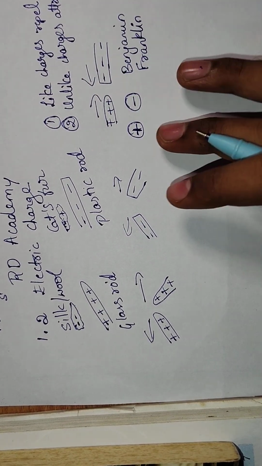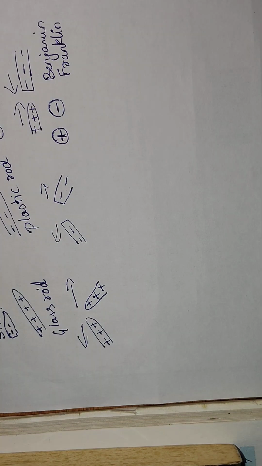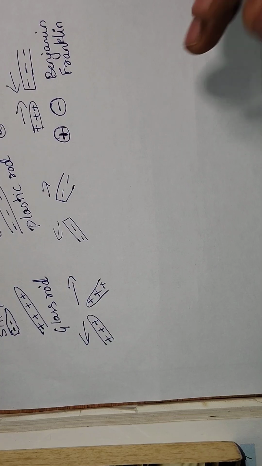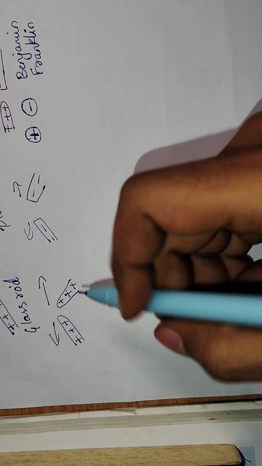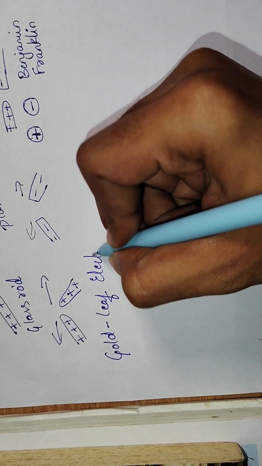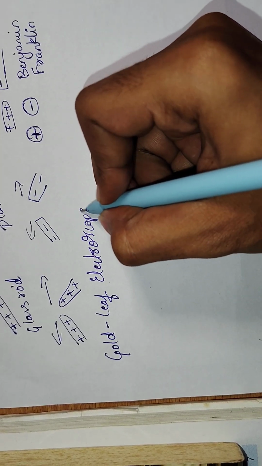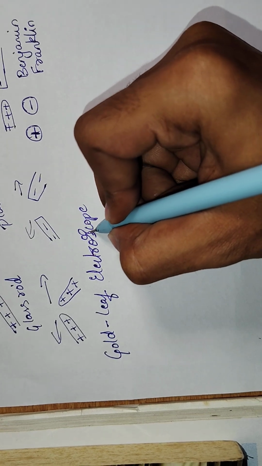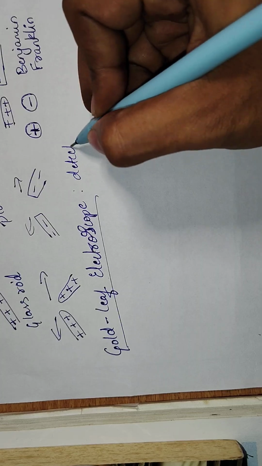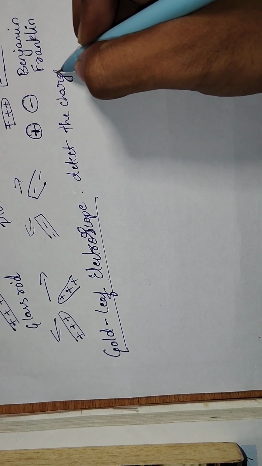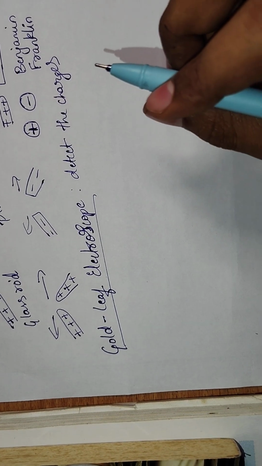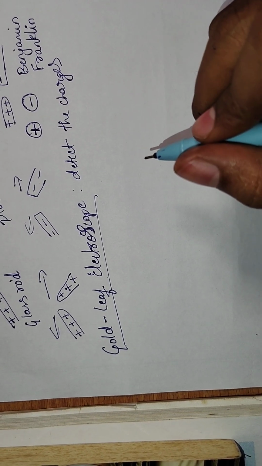Next, if you have understood this, we need to see how we can identify whether an object is charged or not. There is a device known as the gold leaf electroscope. This is a device used to detect the charges on any body. The construction and working are not important, but nevertheless I will teach you that because it is very interesting how this device is constructed.